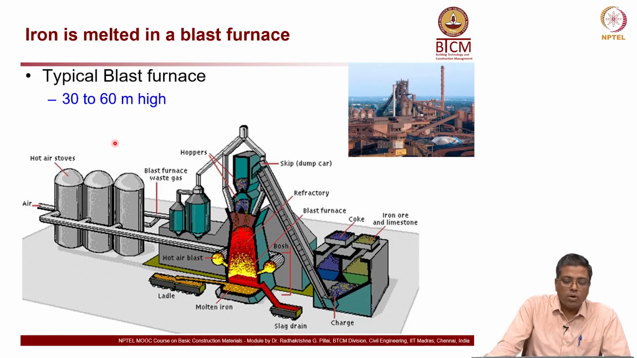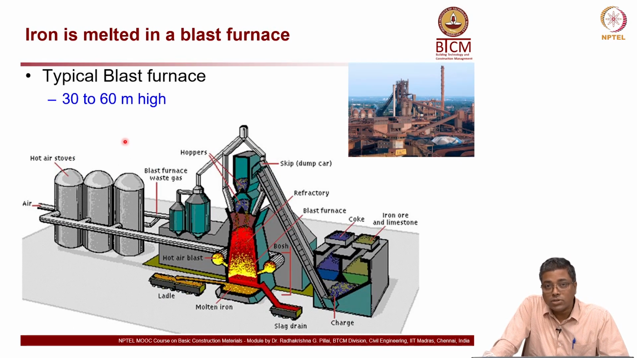Now, let us look at how iron is actually made. First, the iron ore is put into the blast furnace. You can see the picture on the top right. This is how a typical blast furnace would look. It's a huge structure, typically anywhere from 30 to 60 meters in height, depending on the capacity.